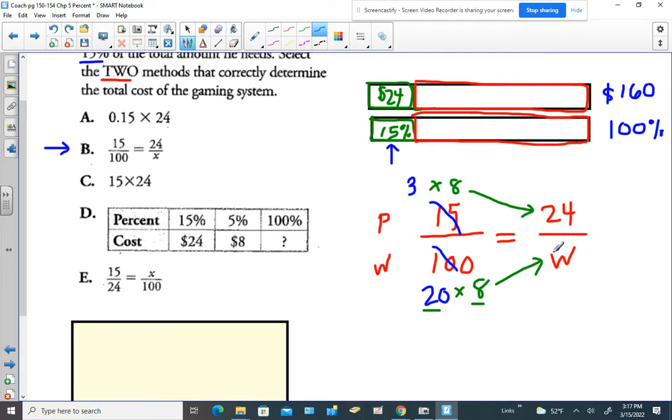Now, what we would want to ask ourselves is, would any of these other choices, if we were to actually do the math, give us this 160, which we know to be the answer? So let's look at choice A. They give us 15 hundredths times 24.